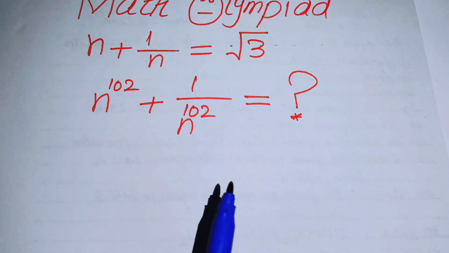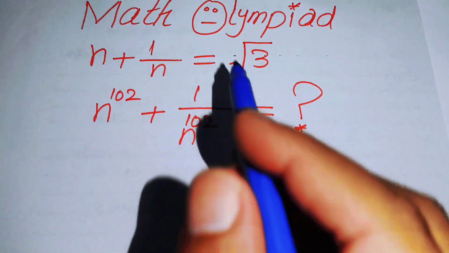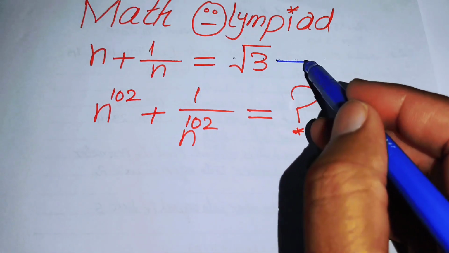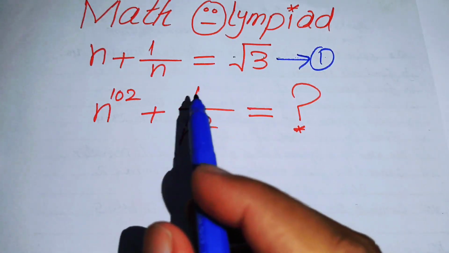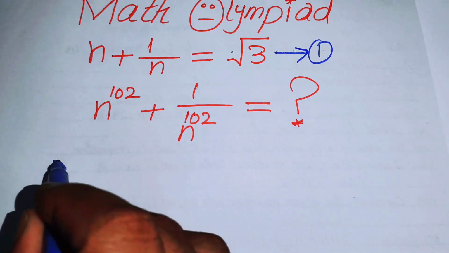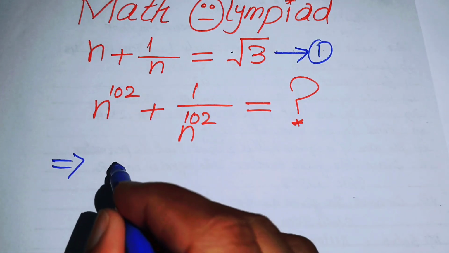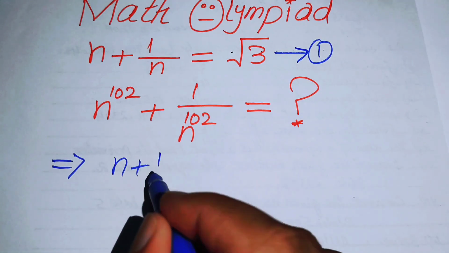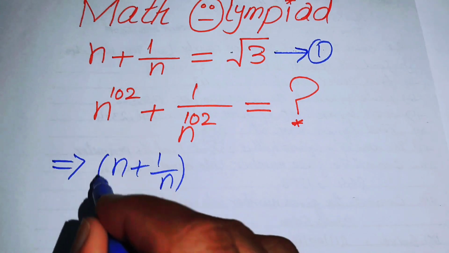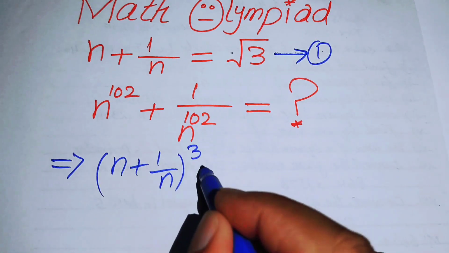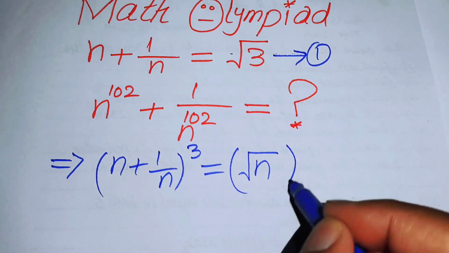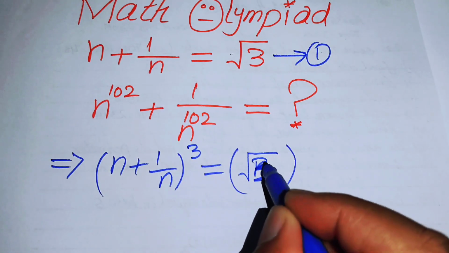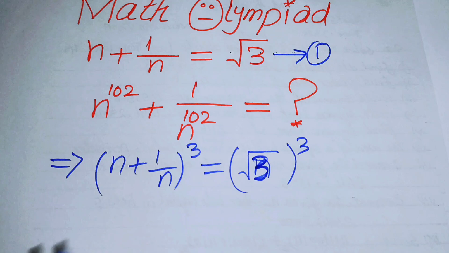So the very first thing we are going to do is take the cube on equation number 1. I can name this as equation number 1, and now we will apply the cube on both of the sides of equation number 1, and it becomes n plus 1 over n cubed is equal to square root of 3 and its whole cubed.